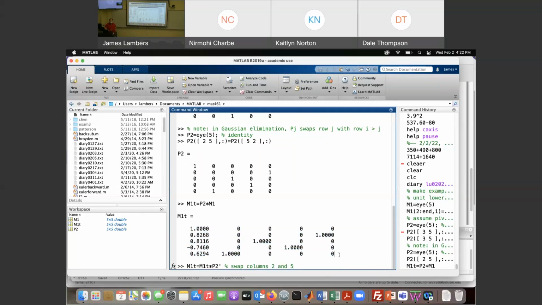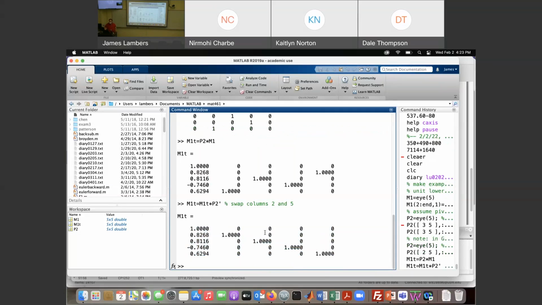Back to, I guess, lower triangular. Yeah. Unit lower. Well, let's go ahead and carry it out. It's unit lower triangular.